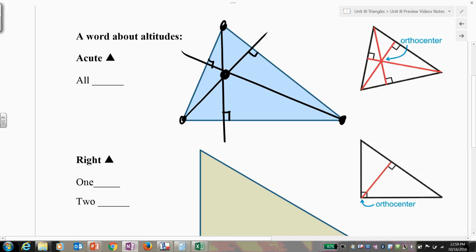Where they cross is the orthocenter. There's an example right here. When you have an acute triangle, all the altitudes are inside. All 3 of them are inside, and the orthocenter is also inside the triangle. The altitudes are inside, and the orthocenter is inside.